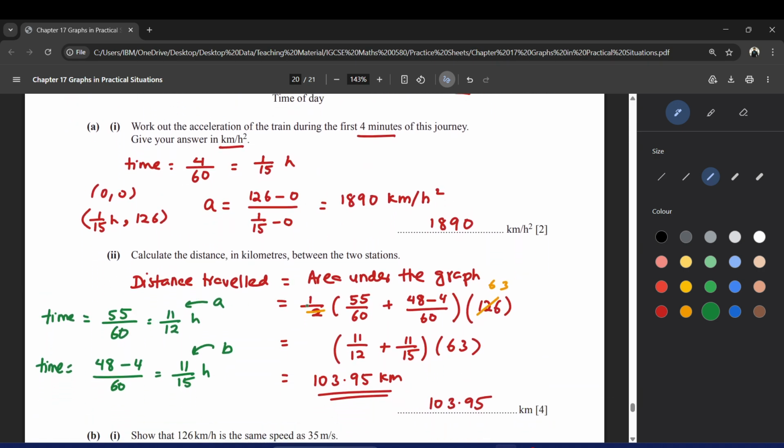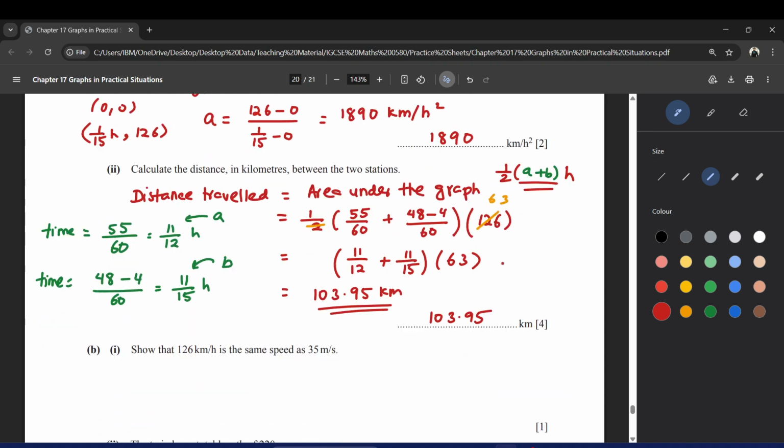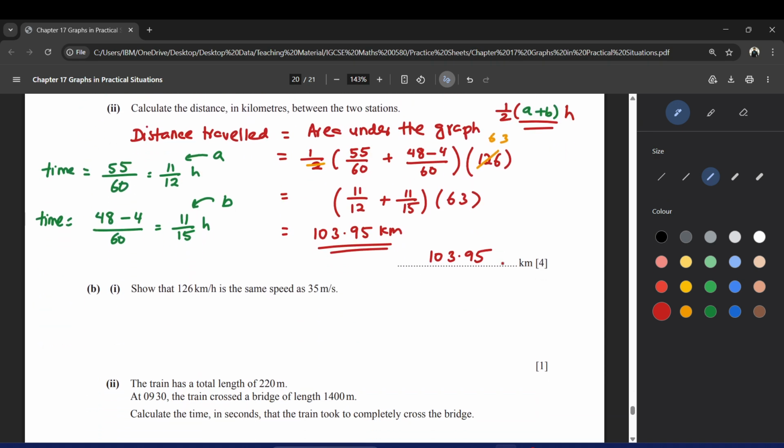Okay, and then you just substitute this into the formula, half into A plus B into height. Okay, the area of trapezium. All right, now part B is show that 126 kilometer per hour is the same speed as 35 meters per second. So we have to convert the units.